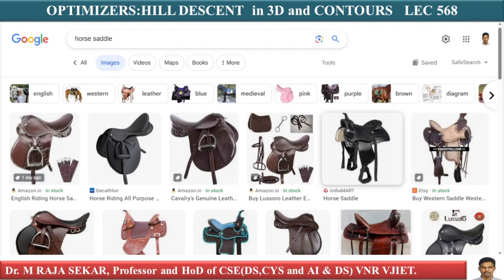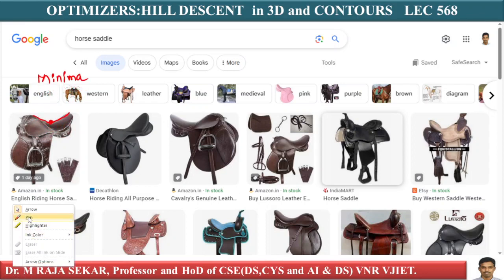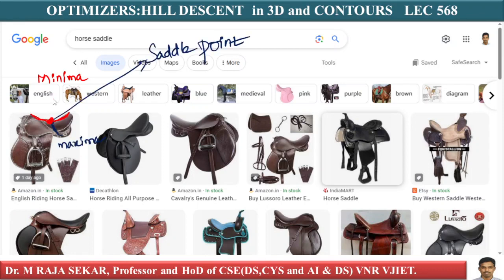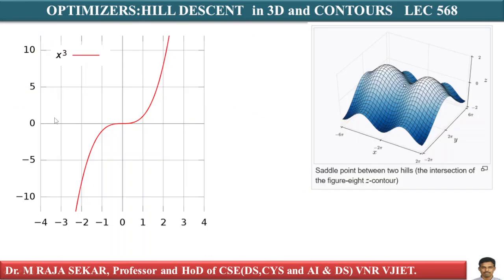This is the 3D generalization of the saddle point. This is a horse saddle, isn't it? In the case of the horse saddle, this is the minima. Again, what is the maxima? If you go like this, this is the maxima. The intersecting point is known as the saddle point. Just try to recall the function y equal to x cube. If you look at it, the slope here is 0, isn't it? It is neither maxima nor minima. F of x equal to x cube has a saddle point at x equal to 0 because the slope here is 0. This is neither maxima nor minima.